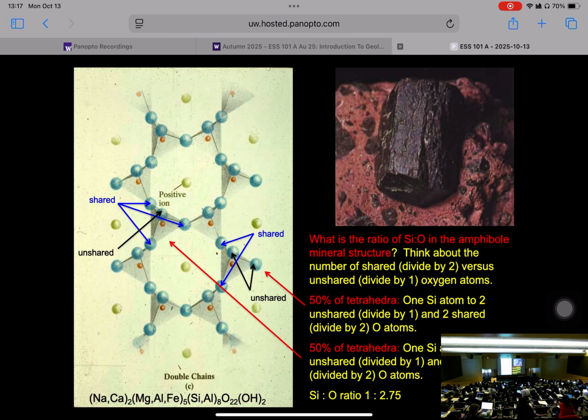Okay? You don't have to worry about memorizing this. These diagrams will be given to you on my exams. If you're not a chemistry major, it's easier if you can just see the actual picture of it and then look at those ratios by counting up the number of shared and unshared, which is what I've done for you here.